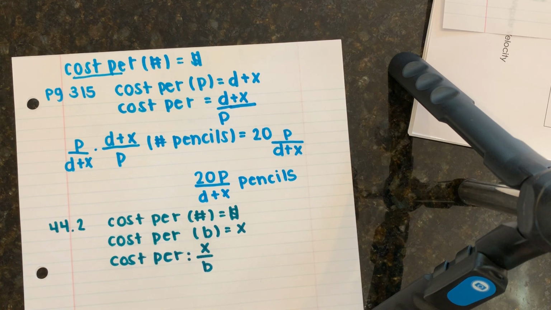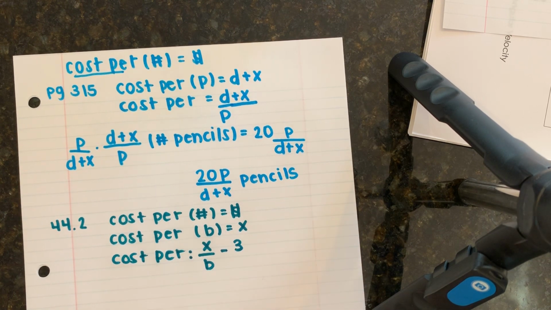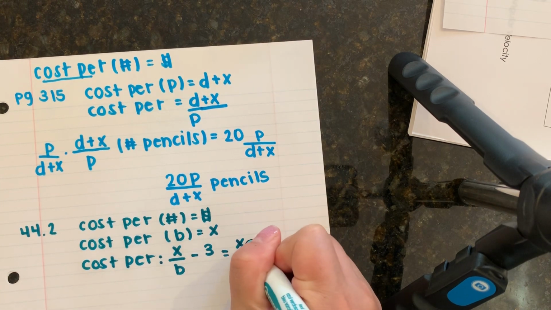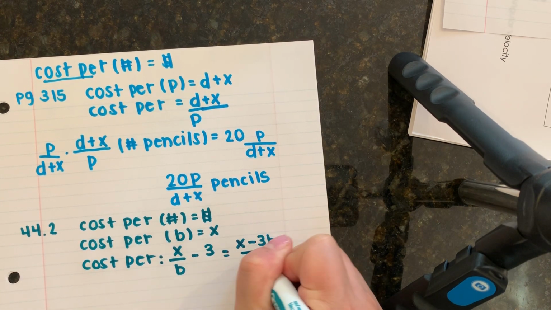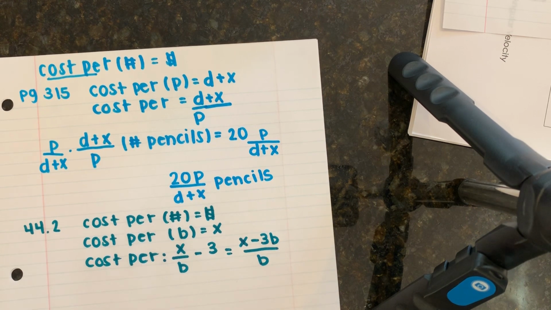But then it says each ball had cost $3 less. So this is our cost per ball. Now I'm going to be subtracting 3 because it's $3 less, meaning that our new cost is going to be X minus 3B over B because I want a common denominator there. Now I have my rate, or my cost per. It says, how many basketballs could the coach have purchased for $200? So I go back to this equation. I know what my cost per is equal to. It's X minus 3B over B.